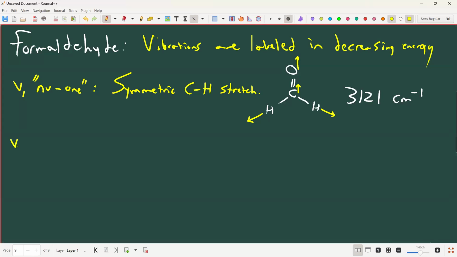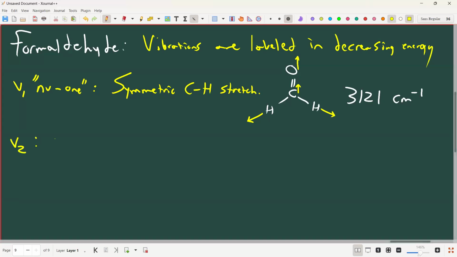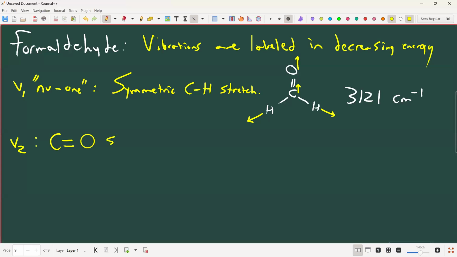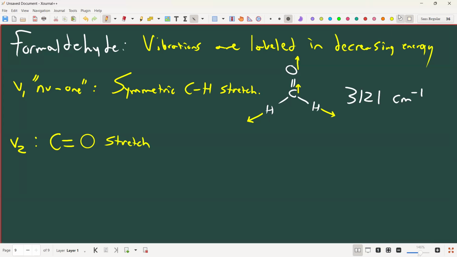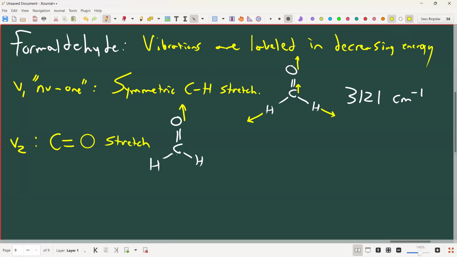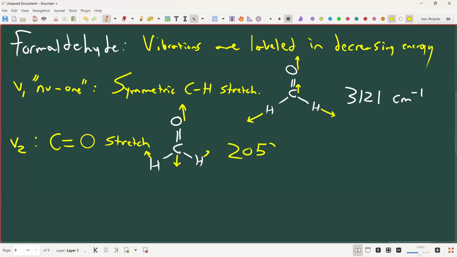The next one, ν2, is the classic carbonyl stretch. This is a very bright transition. Anyone who's ever done an IR of a carbonyl knows that the carbonyl stretch, around 1,800 to 2,000 wave numbers, is always very, very intense. In this one, the oxygen and the carbon move away from each other, and in order to compensate, the hydrogens pucker out just a little bit like this. And this is at 2053 wave numbers.